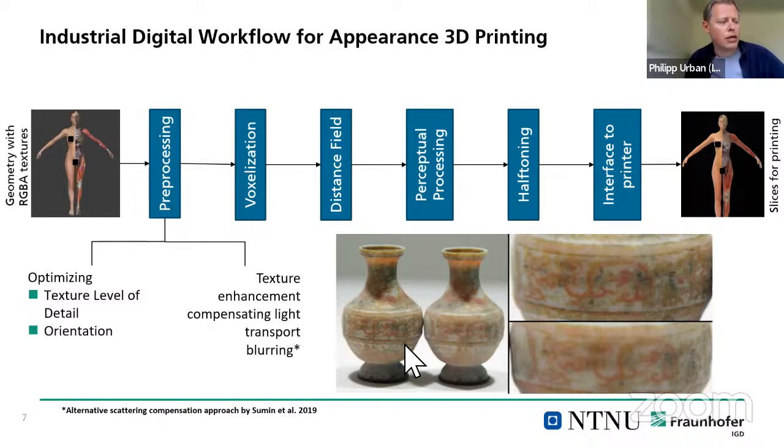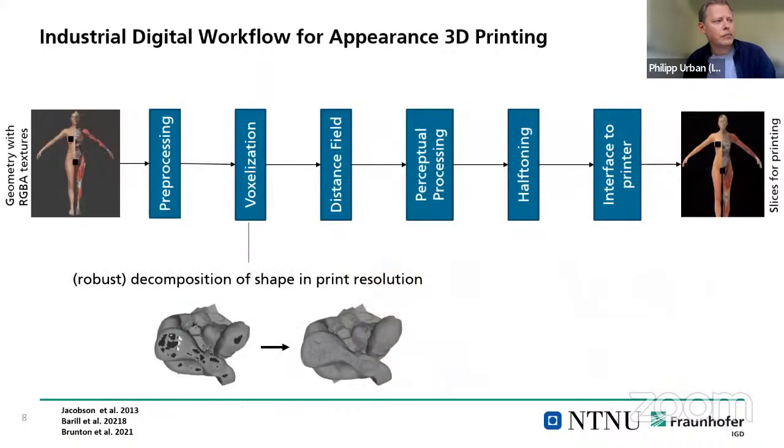So you can see this here. There are also other approaches that work on the scattering compensation that don't use an industrial workflow, but this is also possible in an industrial workflow. Then the shape has to be decomposed in voxels in print resolution.